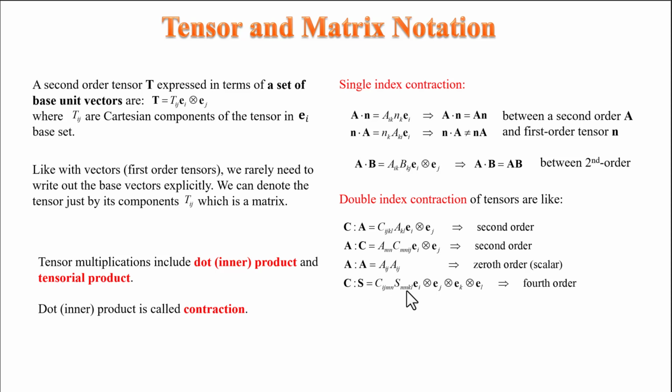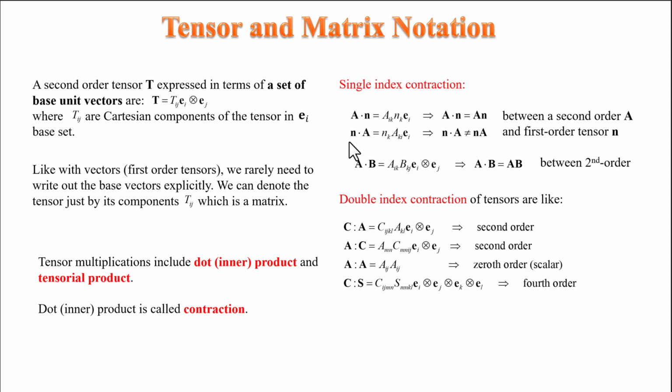Remember that repeated indices stand for summation with respect to those indices over the range of 1 to 3 because we're dealing with three-dimensional space. Note that single index contraction A dot n produces the same Cartesian components as the matrix multiplication of A and n. However, n dot A is not the same as matrix multiplication nA.